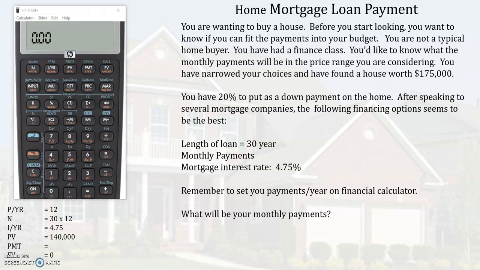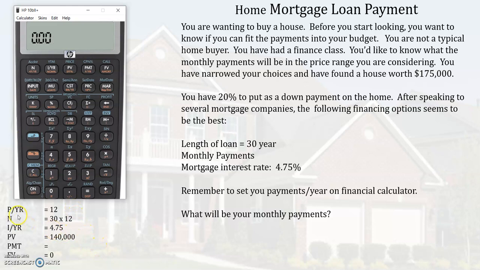Now, the first thing we would want to find out is how much we are borrowing after a 20% down payment. So we go to our calculator, we'll say 175, and then we're going to multiply 20% and get $35,000. So $35,000 from the 175, we are going to finance $140,000.